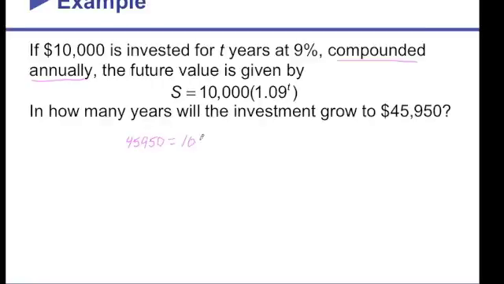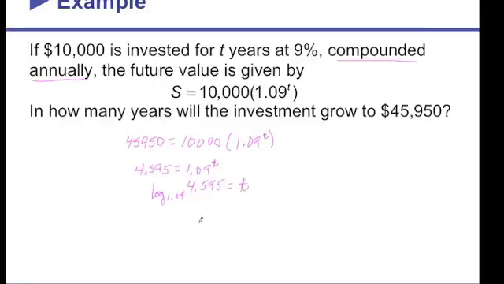So we have $45,950. That's going to equal our 10,000 times 1.09 raised to the t power. First thing I do is divide by the 10,000, and I then get 4.595 equals the 1.09 to the t. Change that to logarithmic form. It'll be the log base 1.09 of 4.595 equals the exponent t.